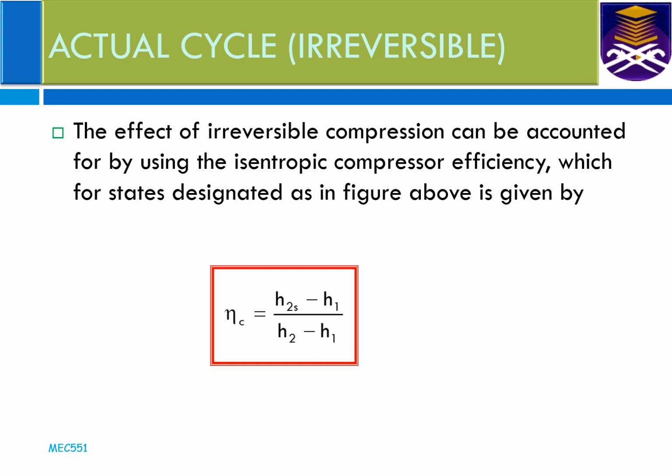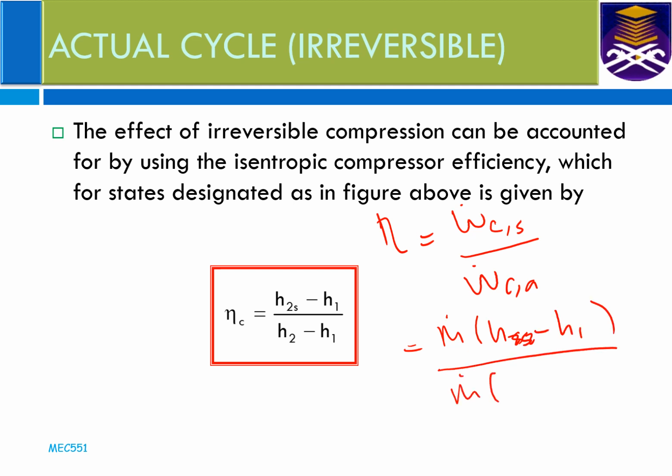With that, we can evaluate the effect of the irreversibilities from the compression process by evaluating the compressor efficiency. The compressor efficiency is given by the power of the isentropic process divided by the power of the actual process, which gives m dot (h2s minus h1) divided by m dot (h2 minus h1). Since the mass flow rate is equal, our compressor efficiency becomes like this equation.